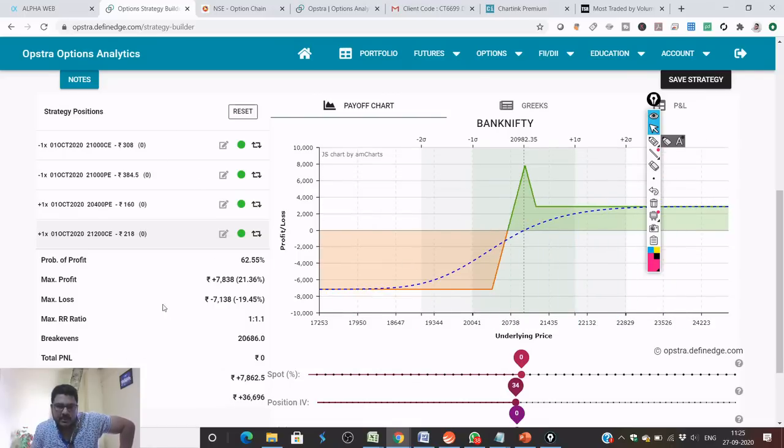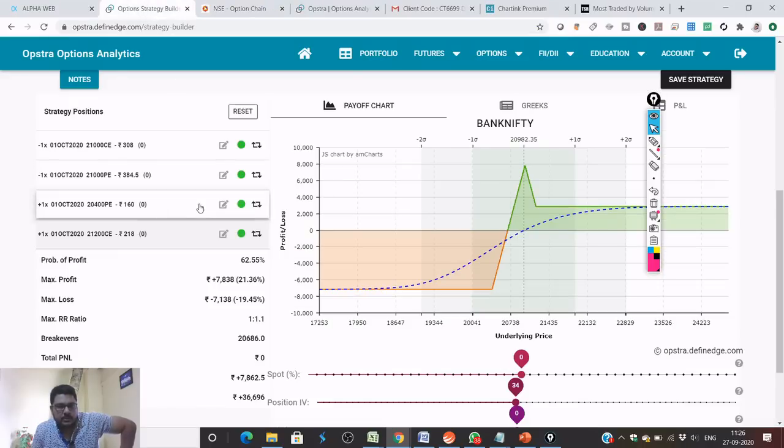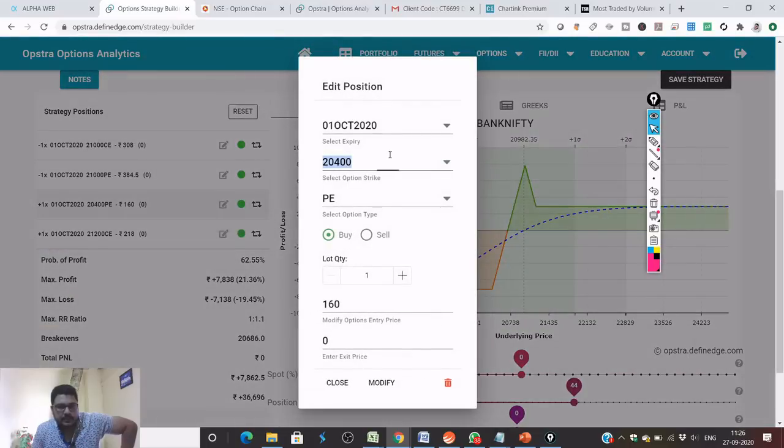This can be done with a debit spread also, which is much simpler for us. So let's try to reduce the distance between 21,000 put and 20,400. So what we do is we'll just move to 20,800.